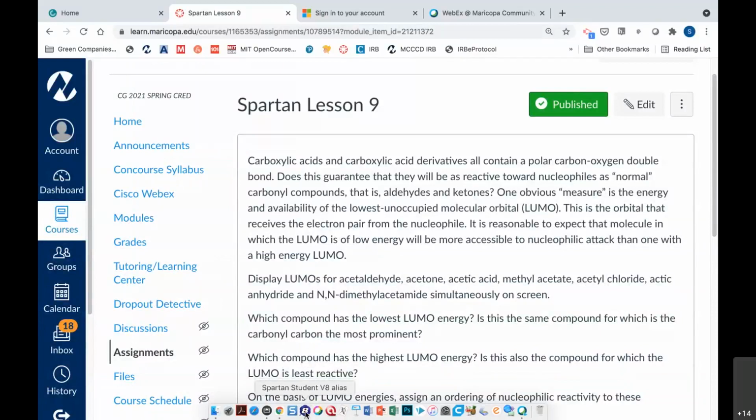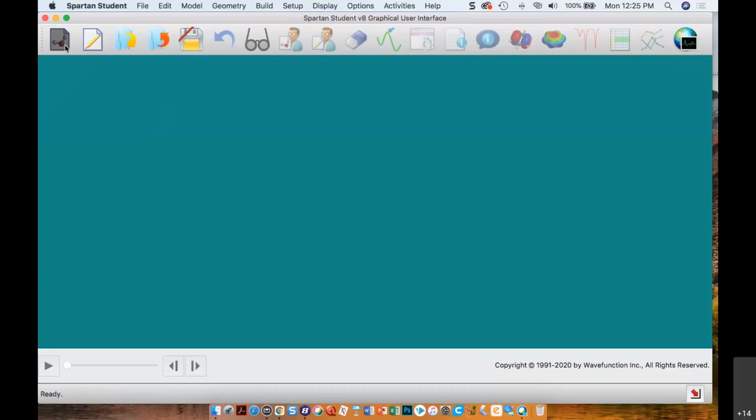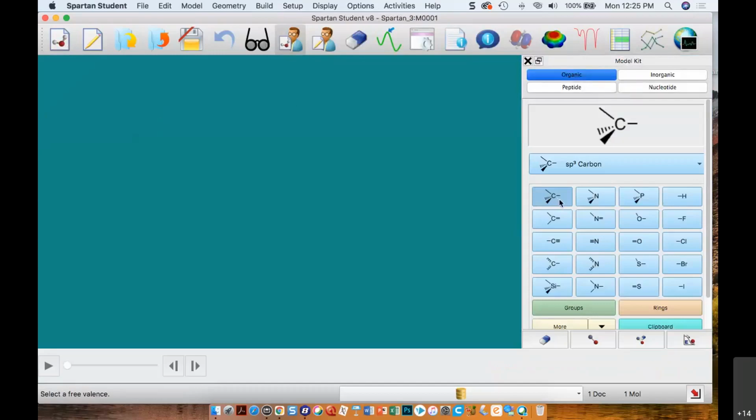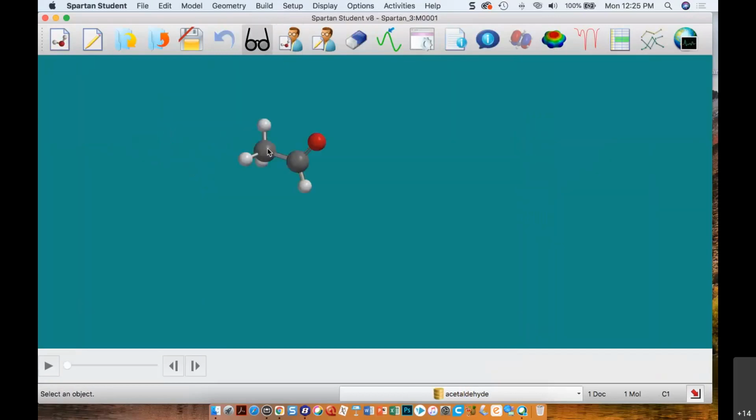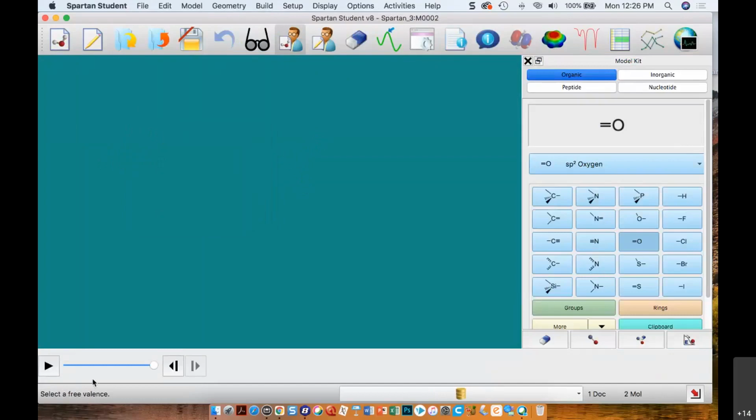You want to open Spartan. So open a new file. And the first thing you want to do is build an aldehyde. So this is what you're going to do. Okay? So this will be your aldehyde. If you take a look, you got your first aldehyde built there. Then the second molecule, remember to go to build new molecule and go to the next one. So the next one is going to be your ketone. So we'll have the next one built, right? So now you can see that you got a ketone built.